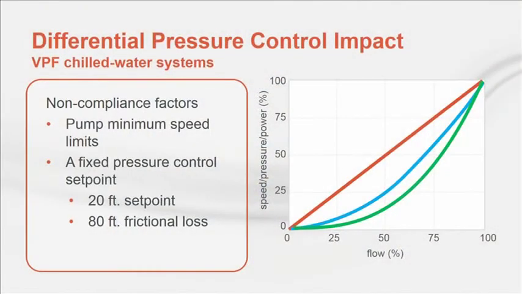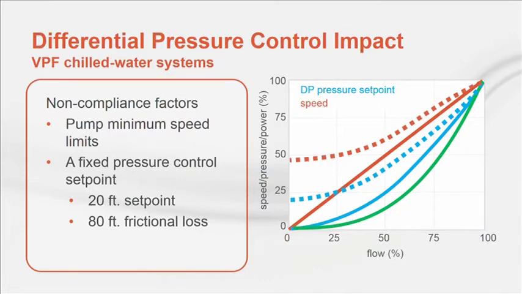A second factor that will affect the pump's operation is the system differential pressure set point. Let's assume we have a system with a 20-foot differential pressure set point and 80 feet of frictional loss for a total pumping pressure requirement of 100 feet at design load. This warps the system pressure requirement curve upward. Its minimum operating pressure point is now 20% of design. Note how significantly this changes the pump pressure requirement.